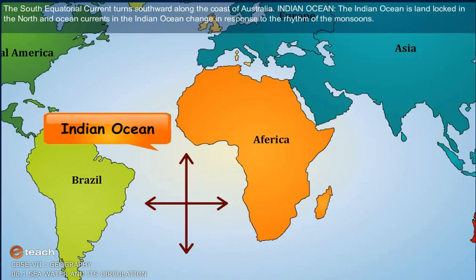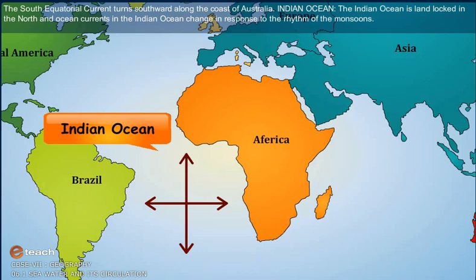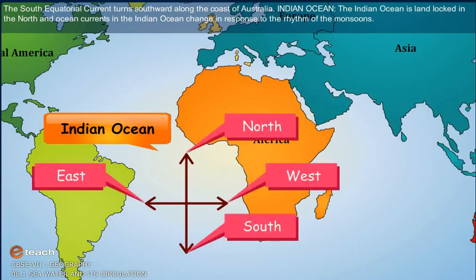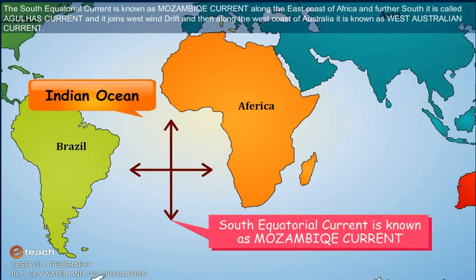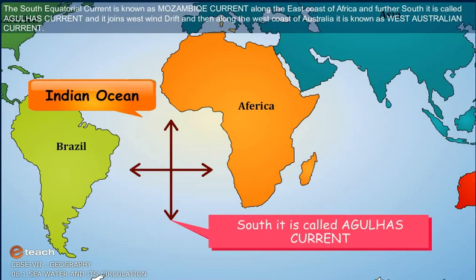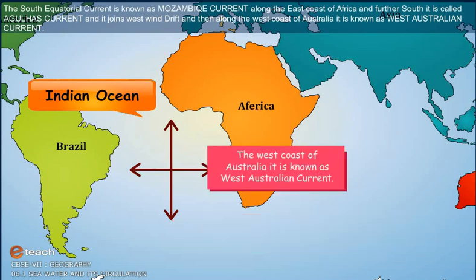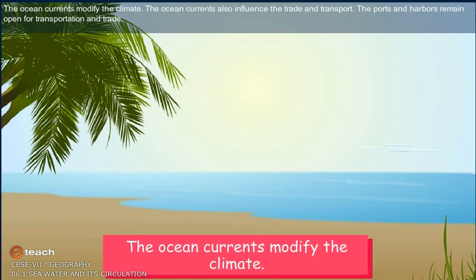Indian Ocean. The Indian Ocean is landlocked in the north, and ocean currents in the Indian Ocean change in response to the rhythm of the monsoons. The South Equatorial Current is known as Mozambique Current along the east coast of Africa, and further south it is called Agulhas Current, and it joins west wind drift, and then along the west coast of Australia it is known as West Australian Current. The ocean currents modify the climate.